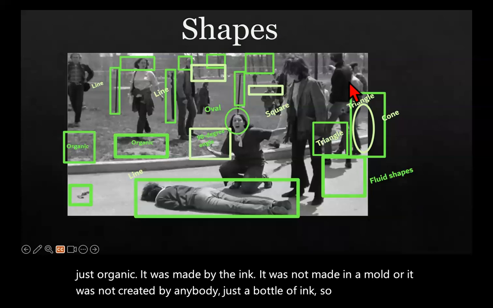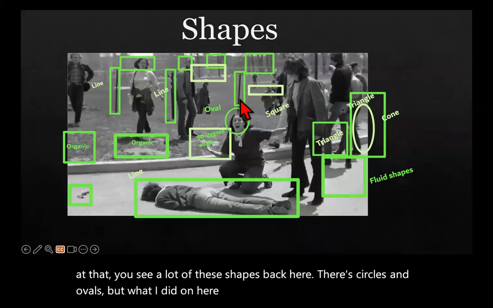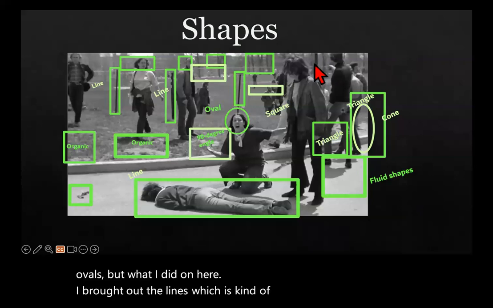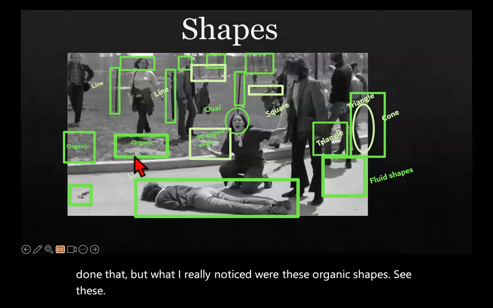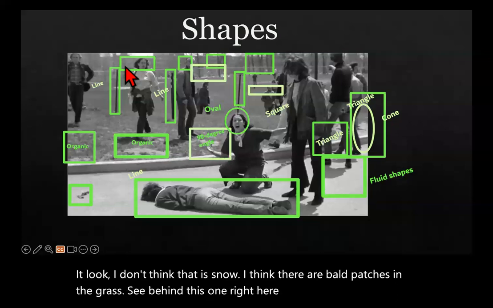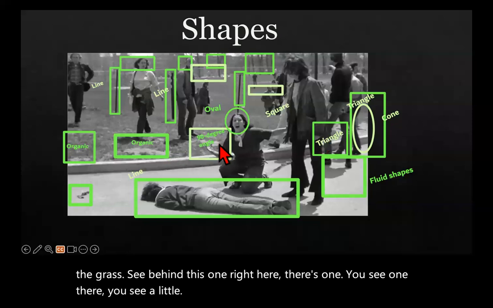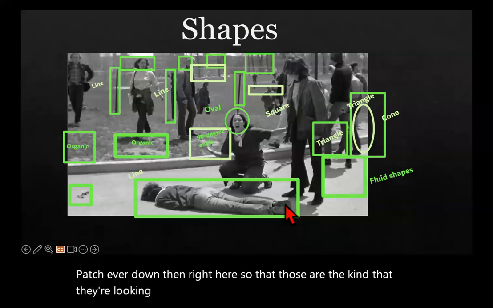So when you look at that, you see a lot of these shapes back here. There's circles and ovals. But what I did on here, I brought out the lines, which is kind of silly because I've already done that. But what I really noticed were these organic shapes. See these, I don't think that is snow. I think they're bald patches in the grass. See behind this one right here? There's one. You see one there. You see a little patch every now and then right here. So those are the kind that they're looking at and want you to talk about.